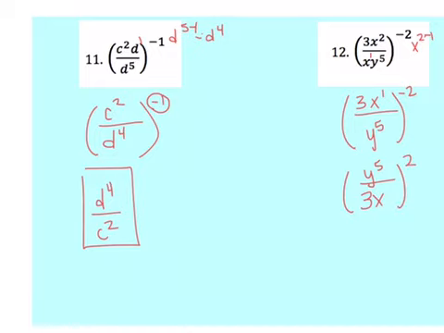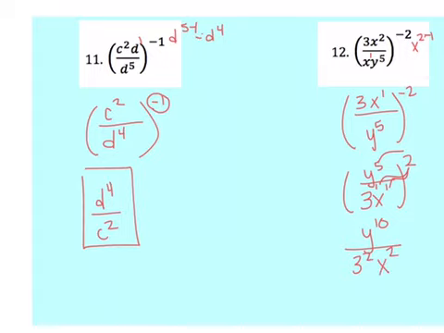Now that 2 becomes positive, and we can go ahead and give that 2 to everything on the inside of the parentheses. So when you have a power to a power, remember you're multiplying. So I'm going to end with a y to the 5 times 2, which is 10, divided by 3 to the 1 times 2, which is 3 squared, and then x to the 1 times 2, which is x squared.